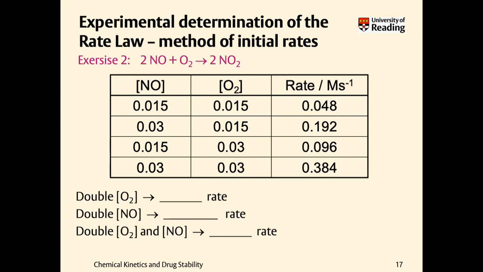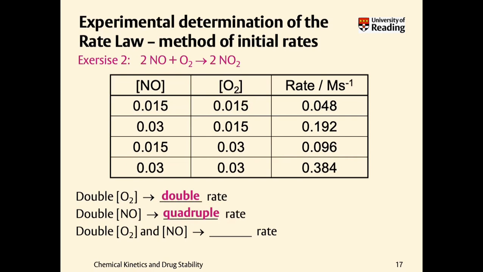If we compare the first and second experiments, we can see that having twice the starting concentration of nitric oxide leads to 4 times the reaction rate. So the rate is proportional to the concentration of nitric oxide squared. So we can say if we double the oxygen concentration, we double the rate. If we double the NO concentration, we quadruple the rate.